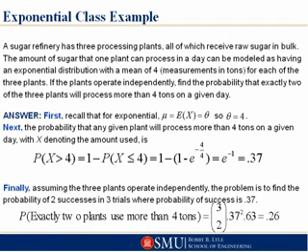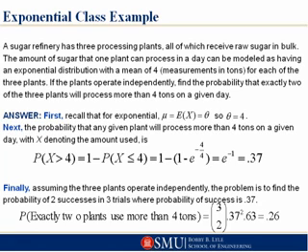Okay, so a sugar refinery, here's an example of an exponential distribution. A sugar refinery has 3 processing plants, all of which receive raw sugar in bulk. The amount of sugar that one plant can process in a day can be modeled as having an exponential distribution with a mean of 4 tons for each of the 3 plants. If the plants operate independently, find the probability that exactly 2 of the 3 plants will process more than 4 tons on a given day.